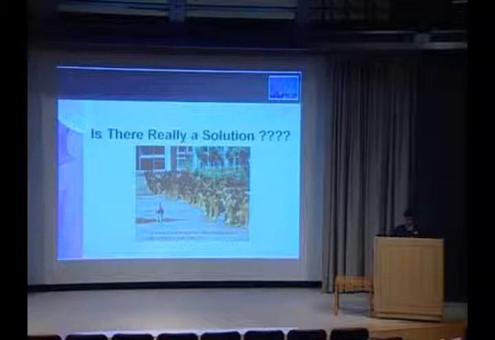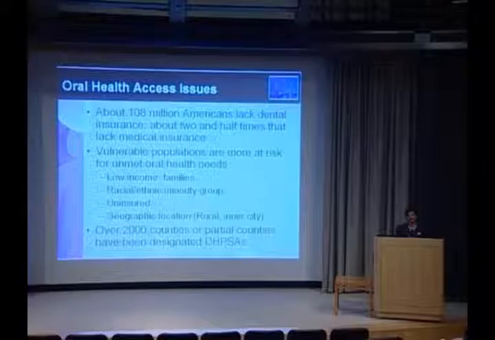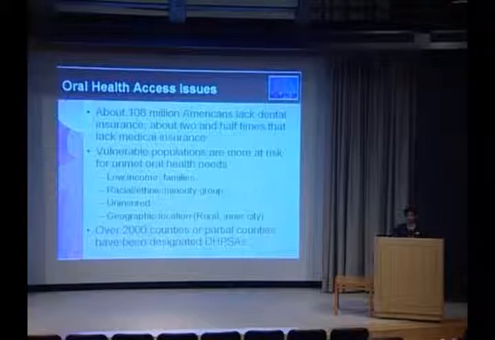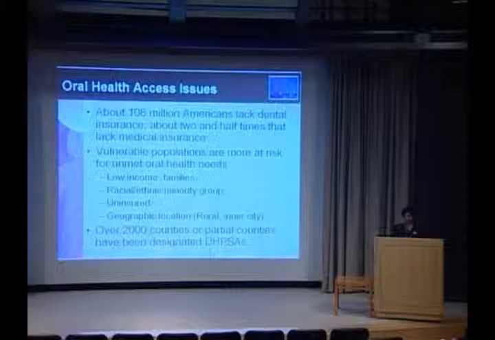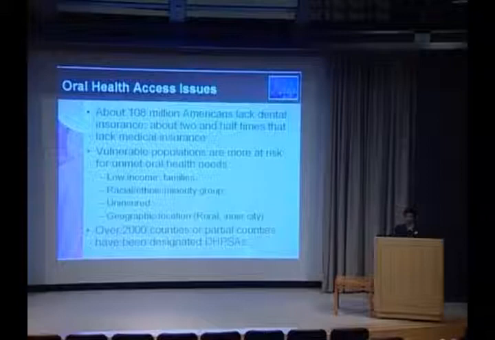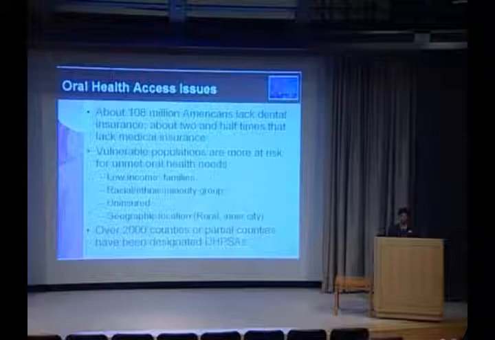And then being a dental public health professional, I'm going to give you some numbers. As far as medical insurance is concerned, there are 47 million people who lack medical insurance. And 2.5 times that number, that is about 108 million Americans, lack dental insurance. Vulnerable populations are more at risk for unmet oral health needs, and these include low-income families, racial and ethnic minority groups, the uninsured, and geographic location, it could be rural or inner city.